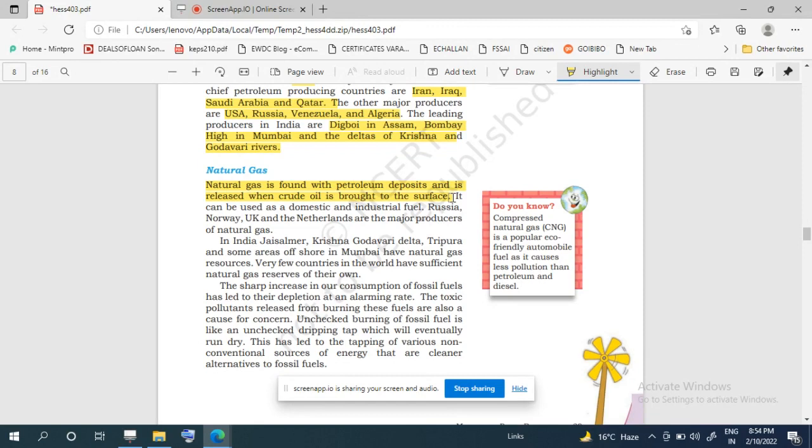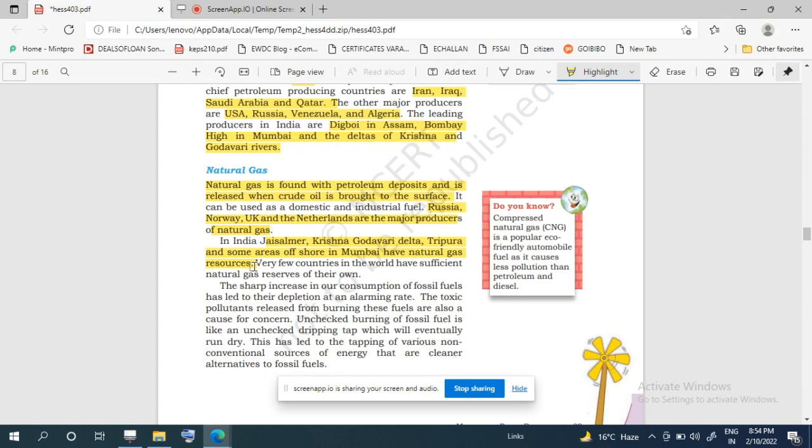Some countries like Russia, Norway, UK, and Netherlands are the major producers of natural gas. And in India, Jaisalmer, Krishna Godavari Delta, Tripura, and some areas offshore in Mumbai have natural gas resources. These are the places where you can find natural gas in India.